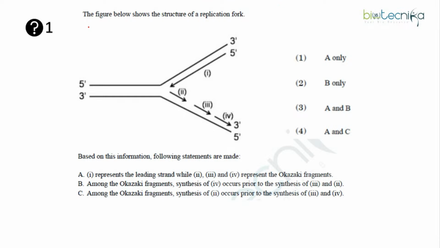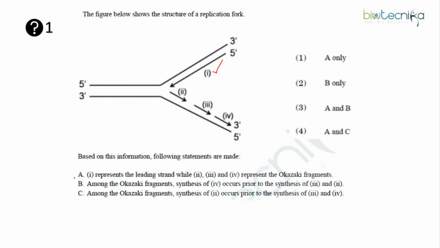So, as you can see here, question number 1 is showing you the replication fork. Look at the polarity 5 to 3, and here you have 5 to 3. So this is obviously the leading strand, and these are your fragments. That means these are your Okazaki fragments, right? Now, you already must know the concept of Okazaki fragments, which one comes first, which one comes second, and all. So, focus on that concept and answer the questions here.